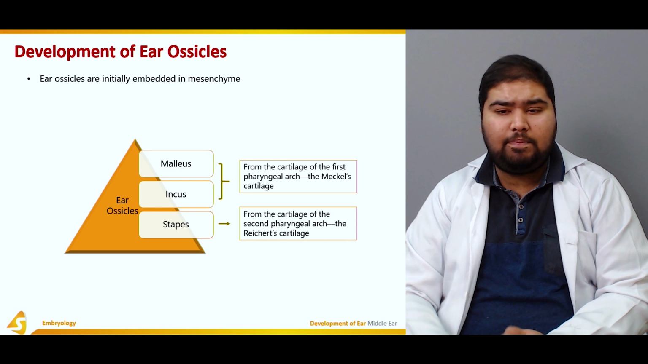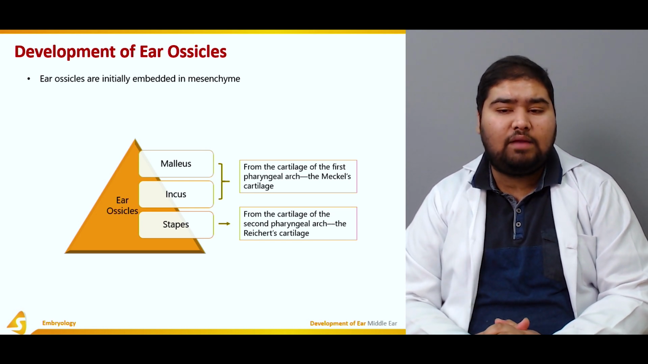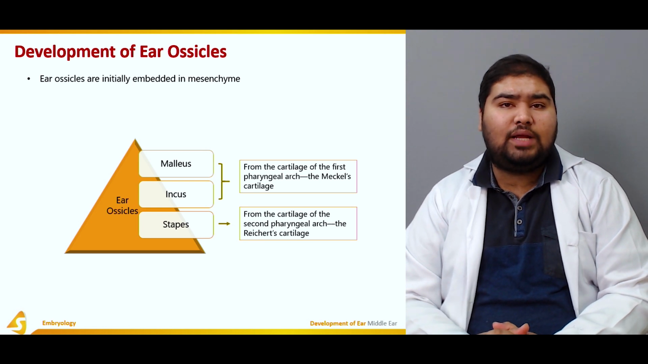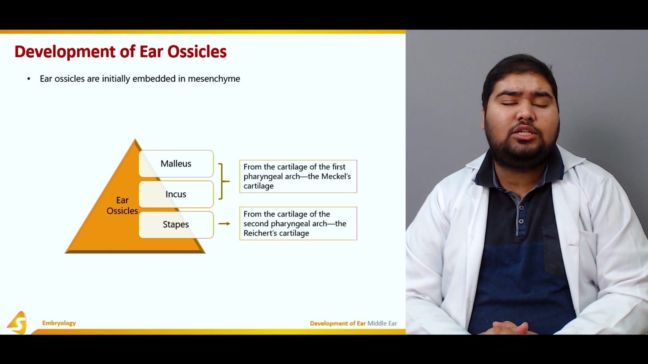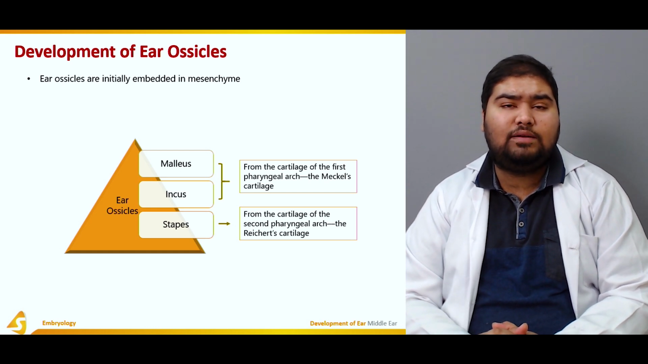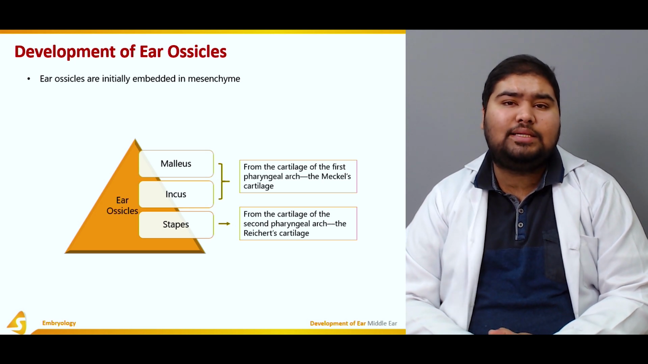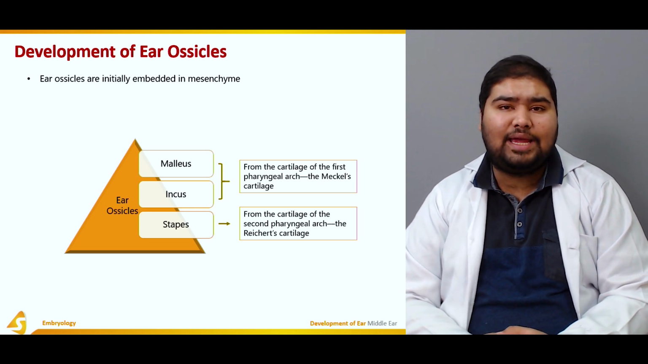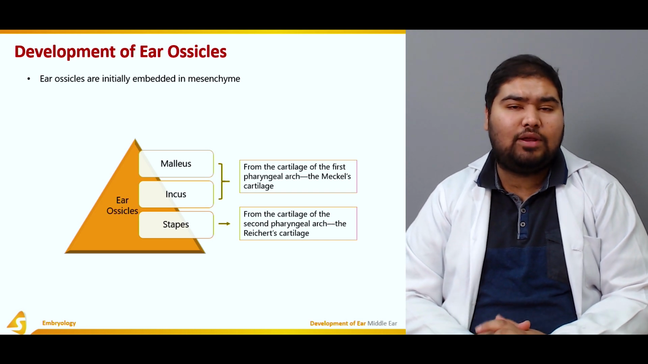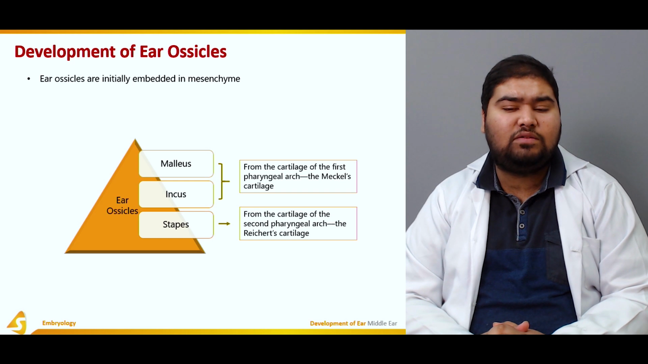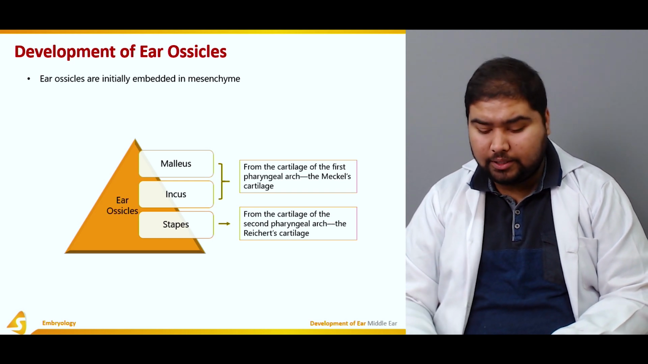Now, the stapes, on the other hand, is formed from the cartilage of the second pharyngeal arch, which is known as the Reichert's cartilage. So, Reichert's cartilage is responsible for the production of the stapes. You can remember it by stapes starting from S and second cartilage starting from S again. So that is how you can remember the development of the stapes from Reichert's or the second pharyngeal arch cartilage.